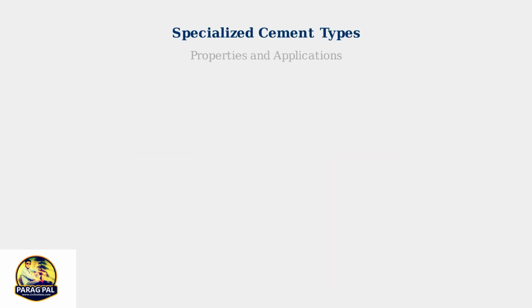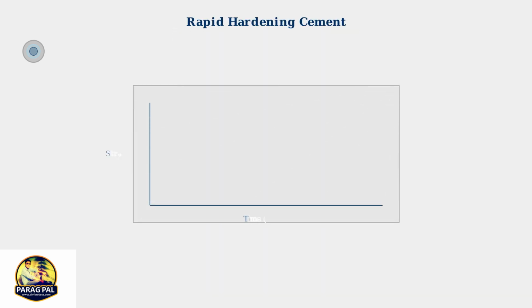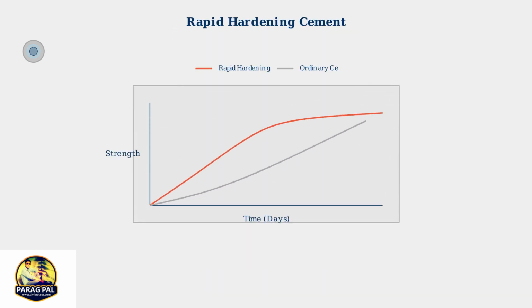Specialized cement types are engineered to meet specific construction requirements. Each type has unique properties that make it ideal for particular applications and environmental conditions. Rapid hardening cement achieves high early strength through finer grinding and optimized chemical composition. It reaches in 1 day what ordinary cement achieves in 3 days. This makes rapid hardening cement ideal for emergency repairs, precast concrete production, and projects with tight construction schedules where early form removal is essential.